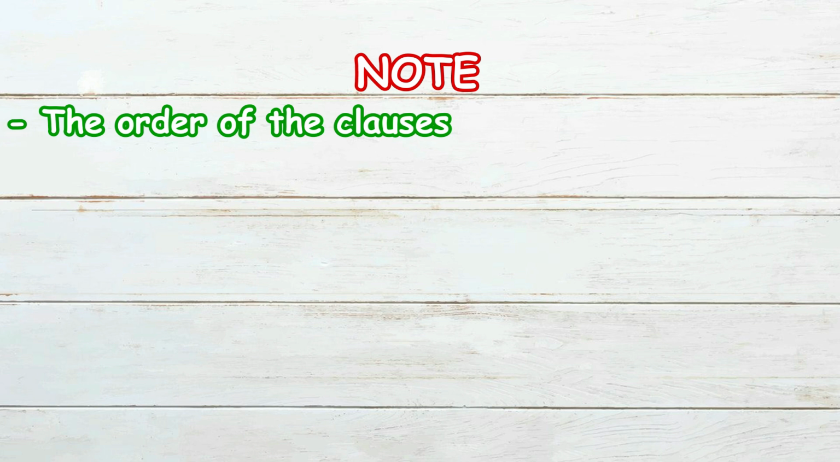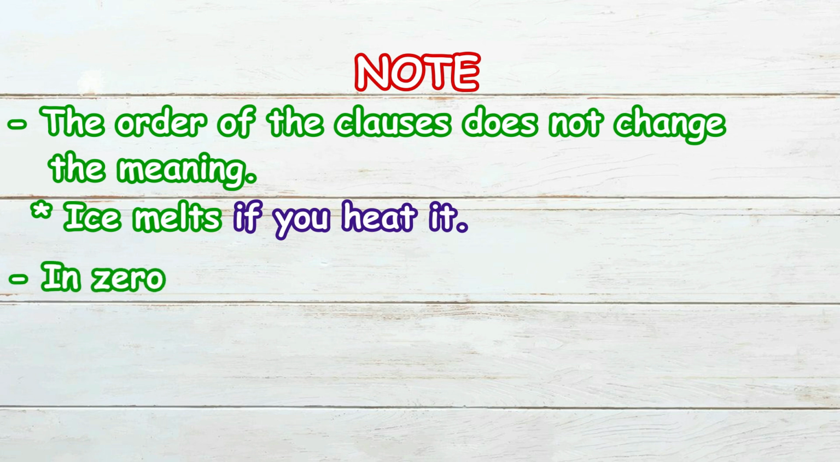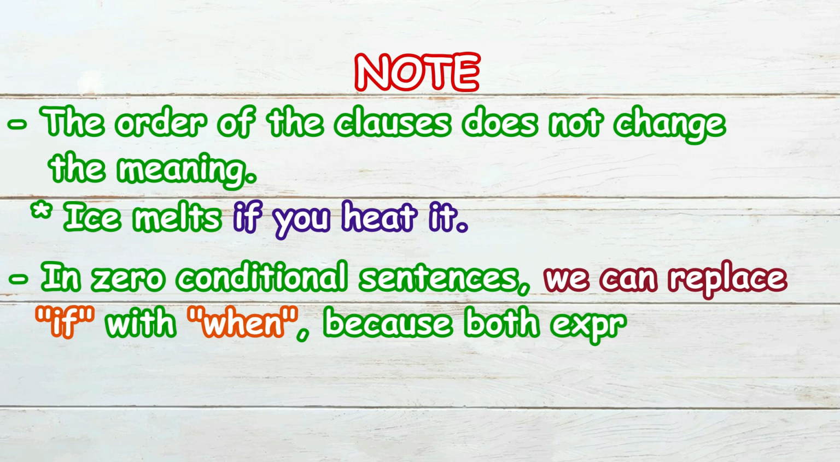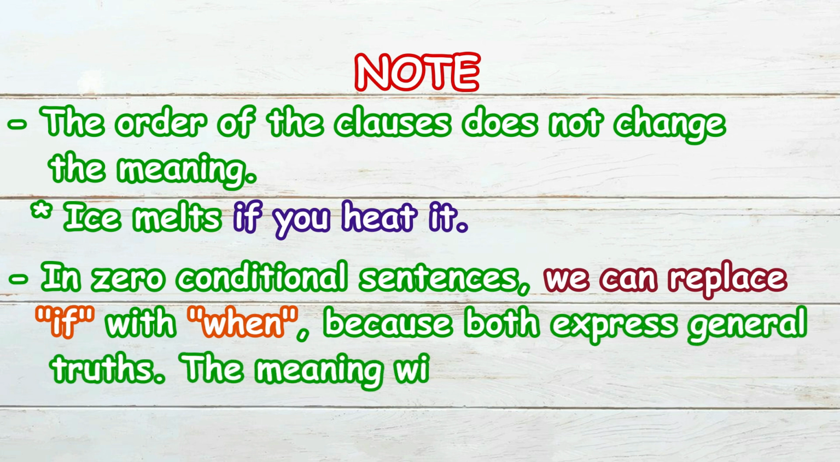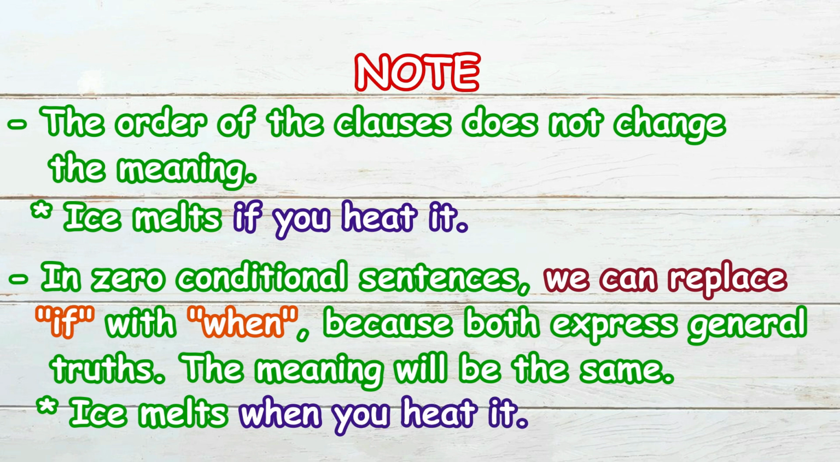Note, the order of the clauses does not change the meaning. For example, ice melts if you heat it. In zero conditional sentences, we can replace if with when because both express general truths. The meaning will be the same. For example, ice melts when you heat it.